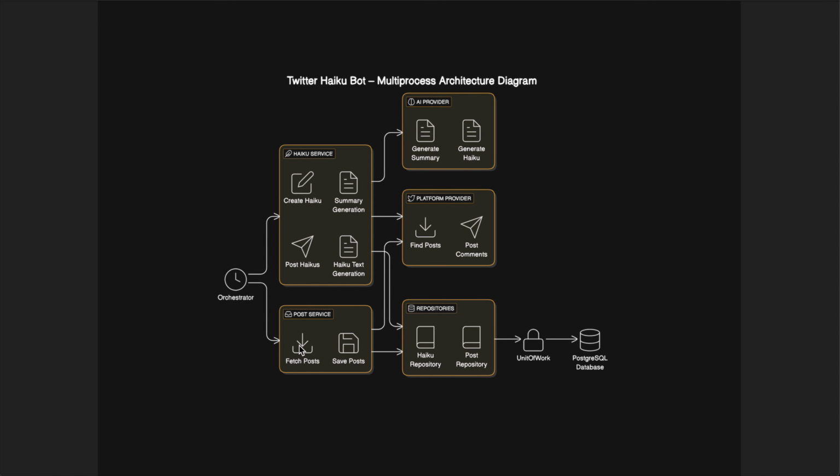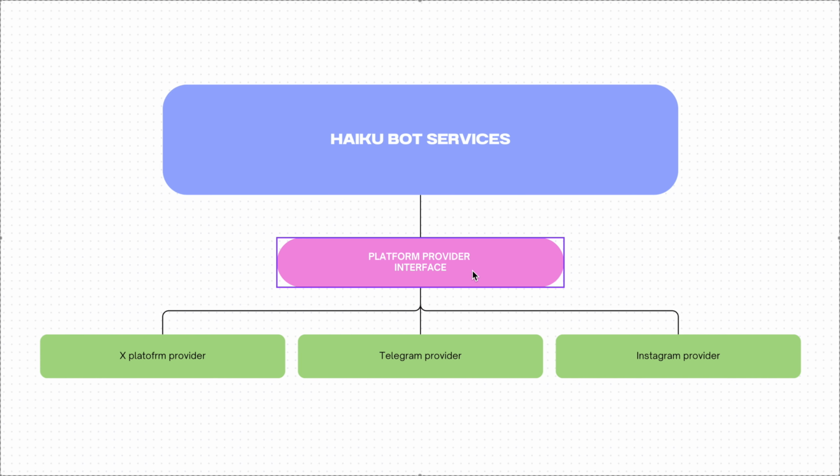For a production-ready system, we split the work into two main services. Post service: this service fetches tweets from Twitter and saves them to the database. Haiku service: this one picks up unprocessed tweets from the database, generates a summary, creates a haiku, and replies to the tweet. But it goes even deeper than that. Not only do these services run separately, each of their core tasks, fetching, summarizing, generating a haiku, and replying, are handled as independent processes. Additionally, I built the Twitter API provider under a platform abstraction using an interface.